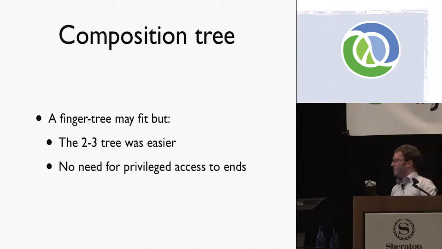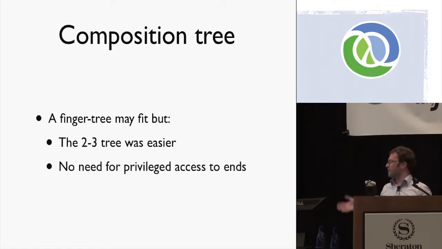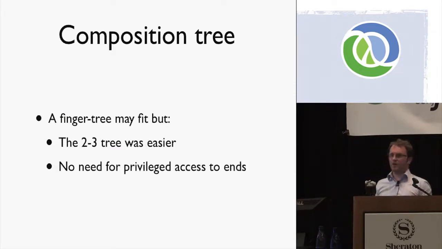A finger tree may have fit, but it's easier to simply use a 2-3 tree, and I didn't need the privileged access that finger tree gave to both ends, because I'm only performing truly random edits in the middle of the tree. And another point was simply that I was a bit confused at some point between all the trees that were going around. There was the parse tree, the composition tree, and one or two others.